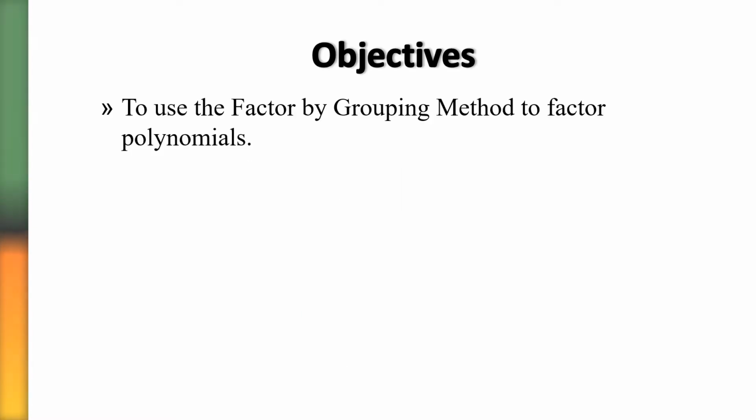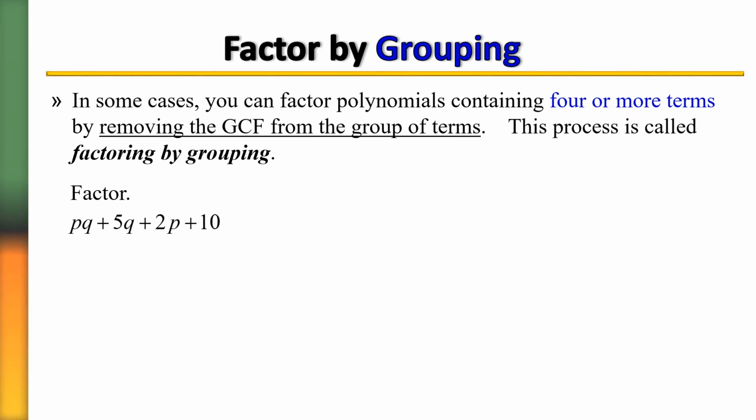We're going to use the factor by grouping method to factor polynomials. Factor by grouping. In some cases, you can factor polynomials containing 4 or more terms by removing the GCF from the group of terms. This process is called factor by grouping. So let's do an example.